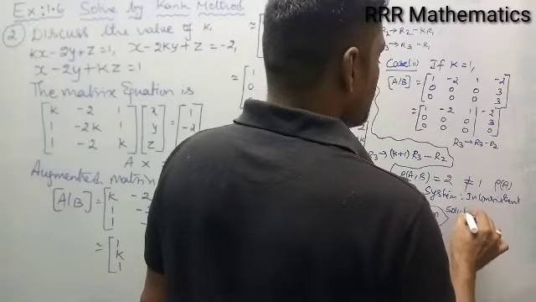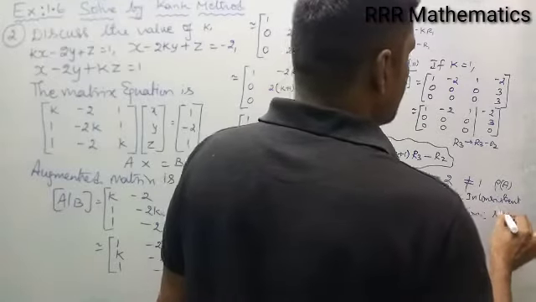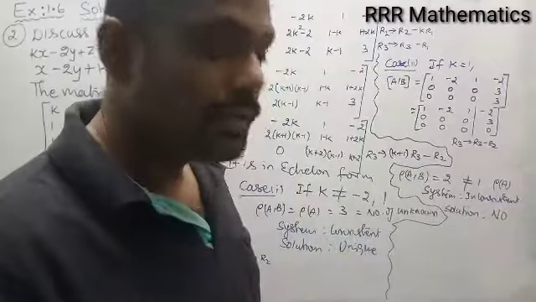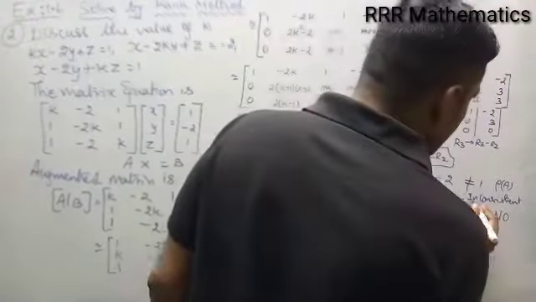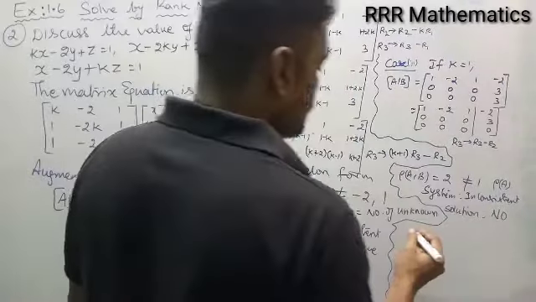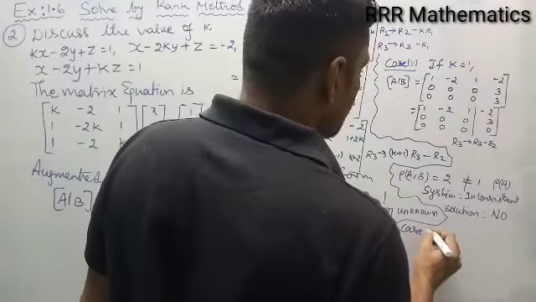Inconsistent. Solution will be no. The word inconsistent will come only in case of no solution. So system inconsistent, solution no. Got it? And the third case will be case 3.